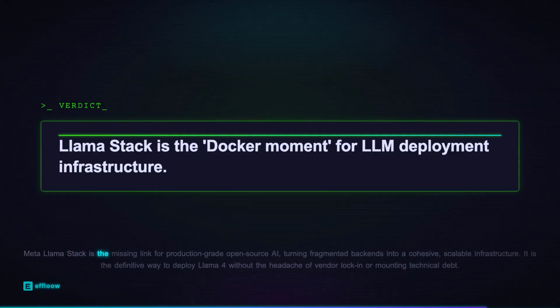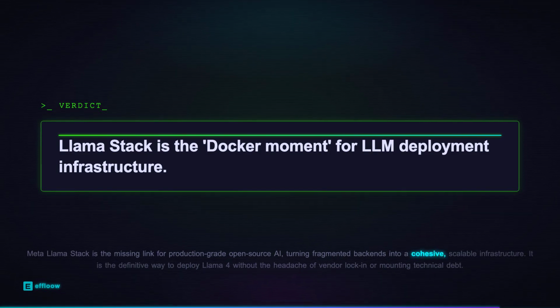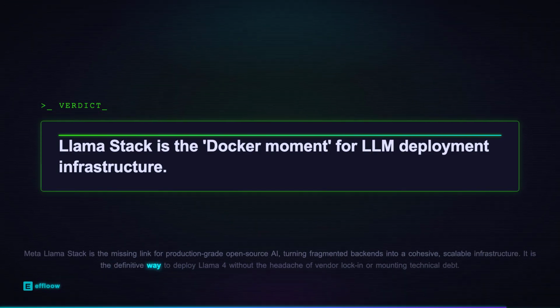Meta llama-stack is the missing link for production-grade open-source AI, turning fragmented backends into a cohesive, scalable infrastructure. It is the definitive way to deploy Llama 4 without the headache of vendor lock-in or mounting technical debt.